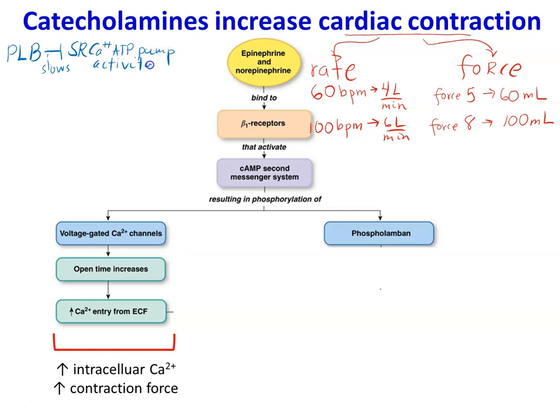And if you remember, calcium ATP pumps are responsible for pumping calcium back into the sarcoplasmic reticulum, which allows muscles to relax. But if you slow the pumps down, it keeps more calcium in the cytosol. Okay? And if you keep calcium in the cytosol, it's going to prolong relaxation, okay, which leads to a slower heart rate.